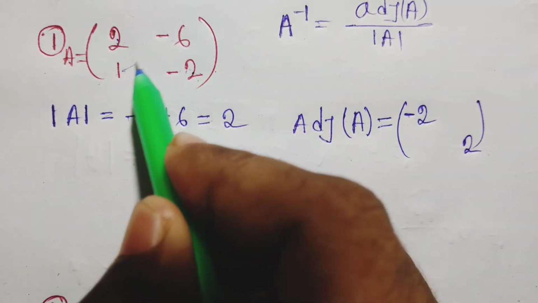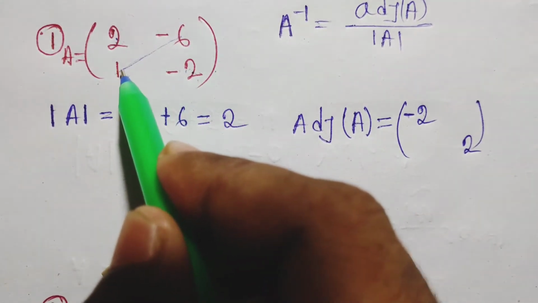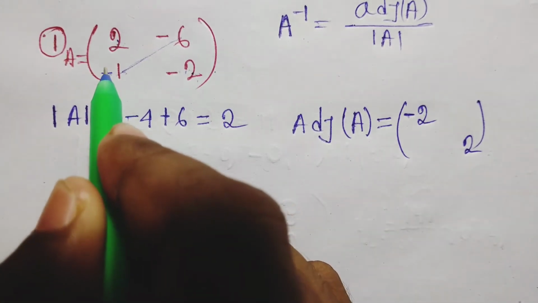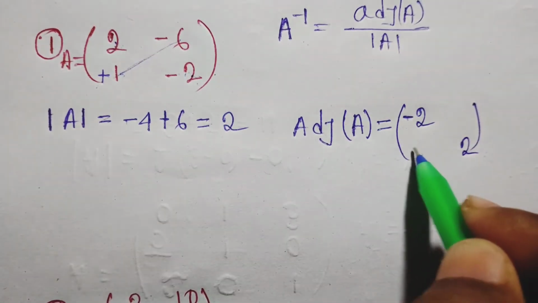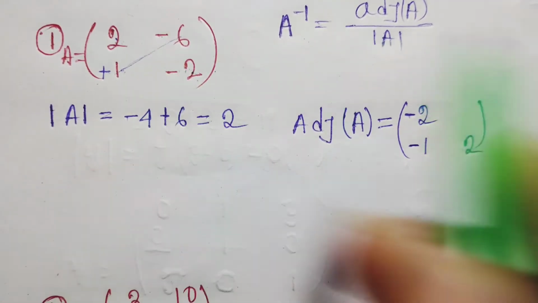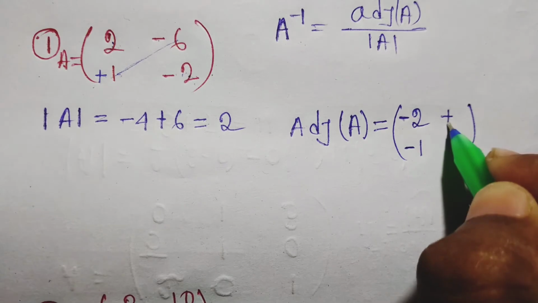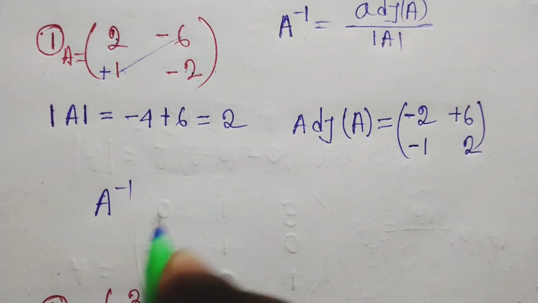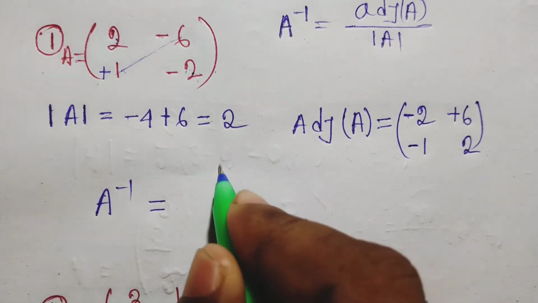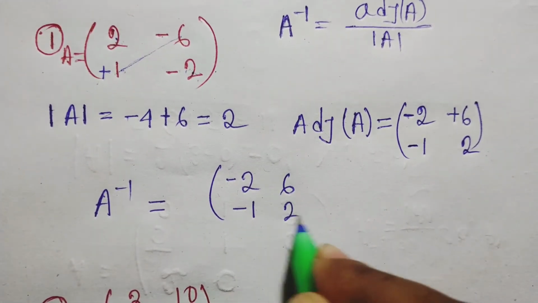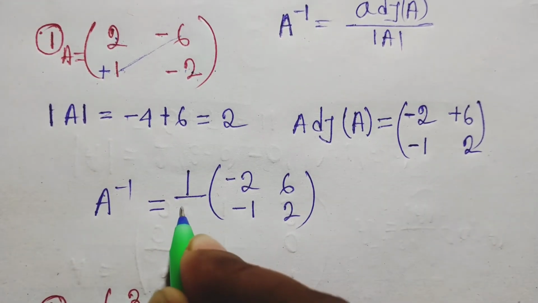Now according to this diagonal the sign will be opposite. So here no sign means positive sign, so the opposite sign is minus. Now here there is already a minus, so you have to write a positive sign. This is the adjoint. So our final answer is A inverse equal to adjoint. Adjoint means minus 2, 6 and minus 1, 2, and divide by the determinant.